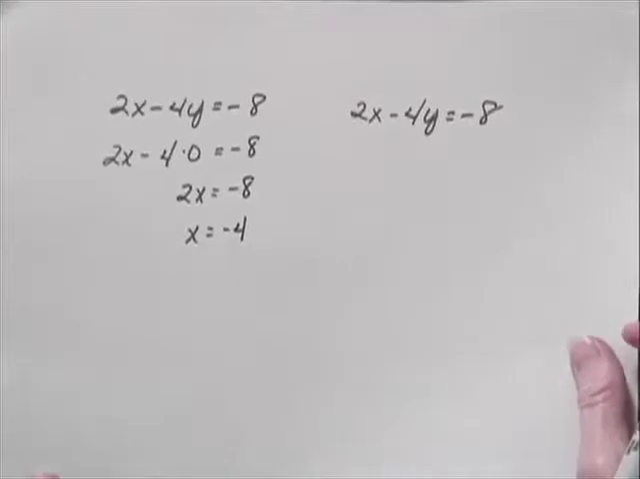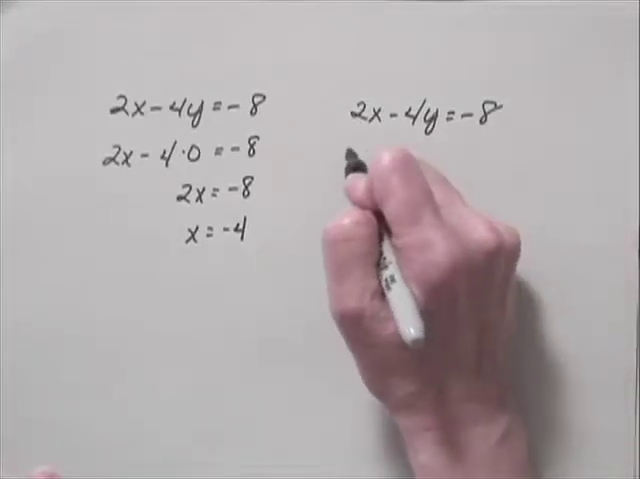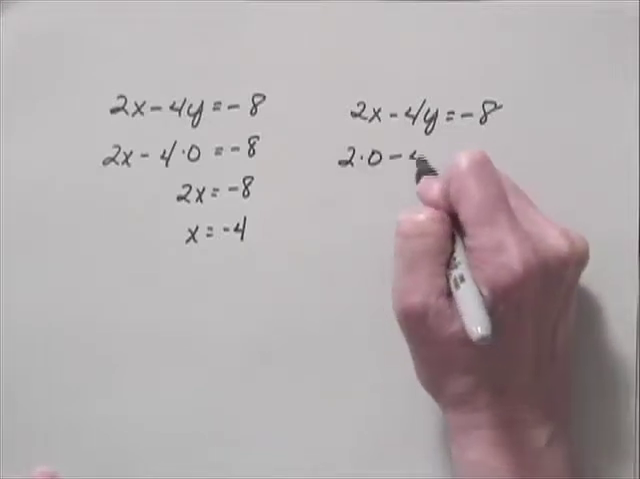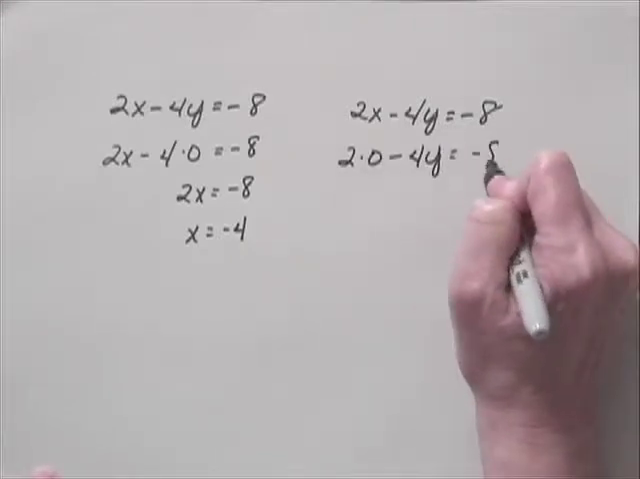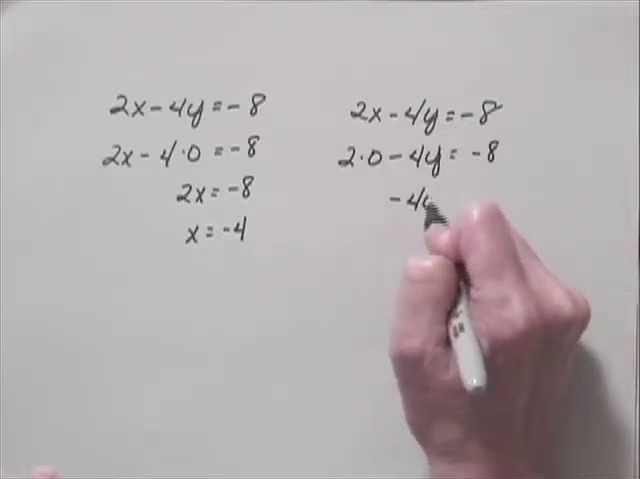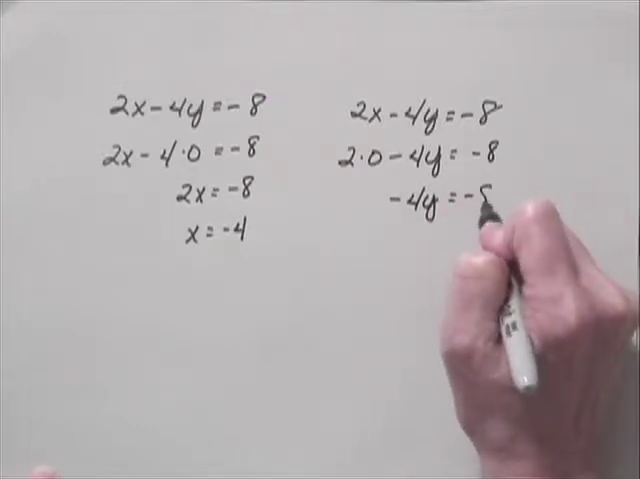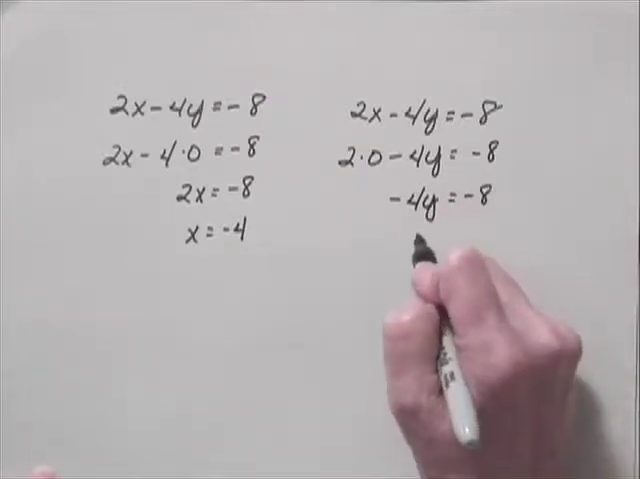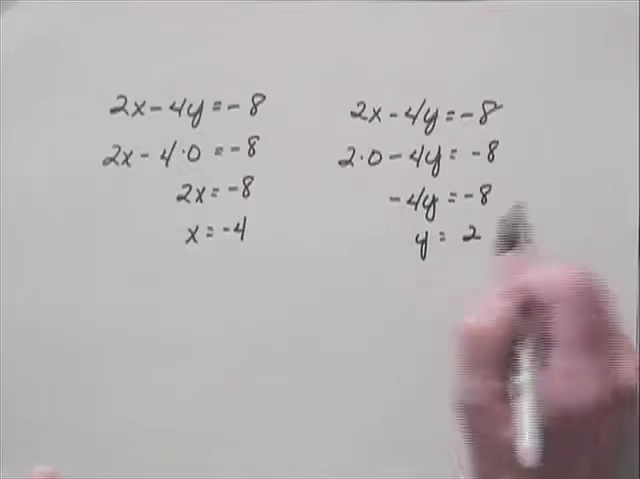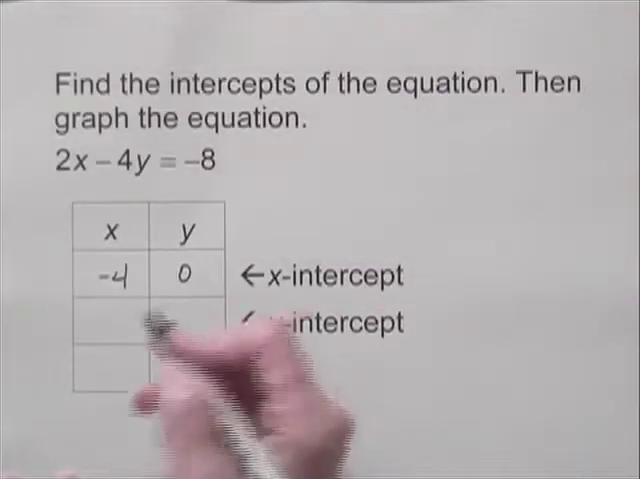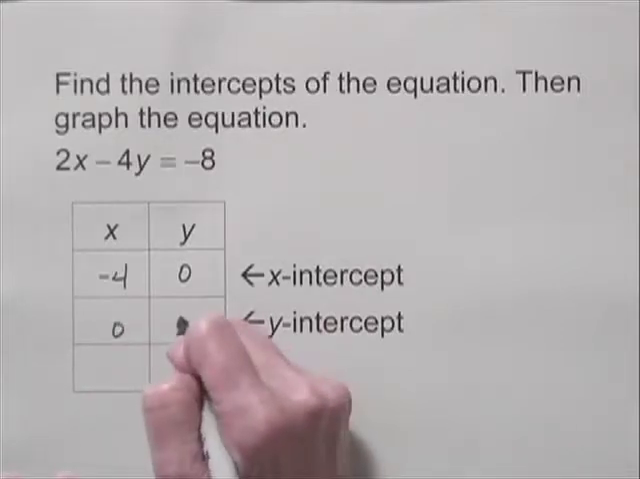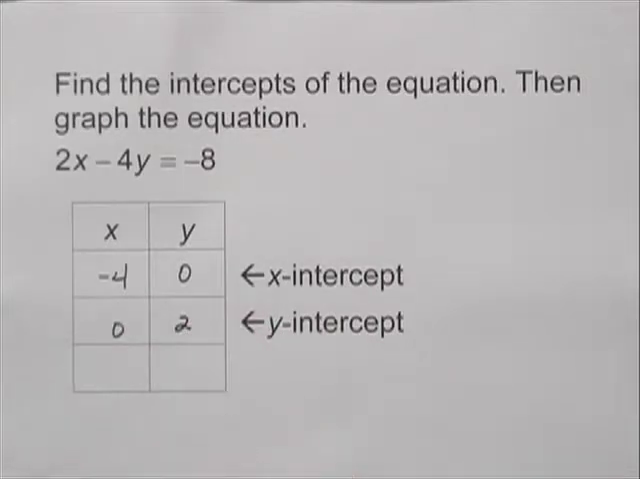Now to find the y-intercept, we let x equal 0 and solve for y. So we have 2 times 0 minus 4 times y equals negative 8. Negative 4 times y equals negative 8, and dividing both sides by negative 4, I have y equals 2. So the y-intercept is 0, 2. And we'll find a third point in a minute.